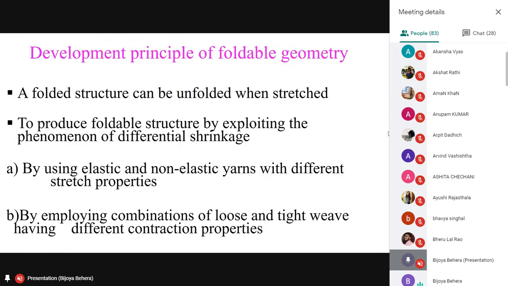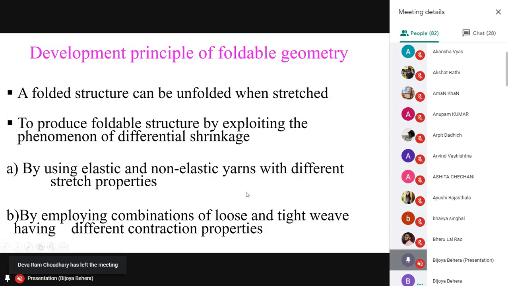Then to produce this fabric, we have taken non-elastic yarn and elastic yarn both. I have already explained to you what is non-elastic yarn and elastic yarn. And we have produced the fabric taking both elastic yarn as well as auxetic yarn as well as auxetic weave. I have already told you auxetic fabric can be produced in 3 ways.